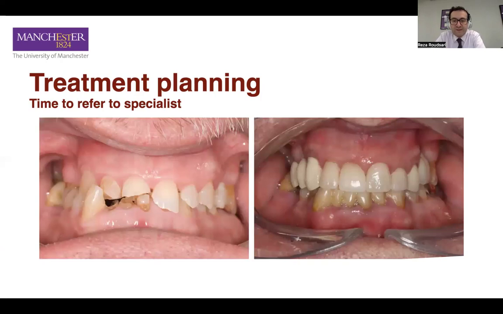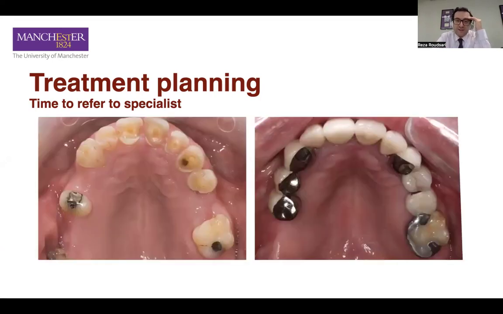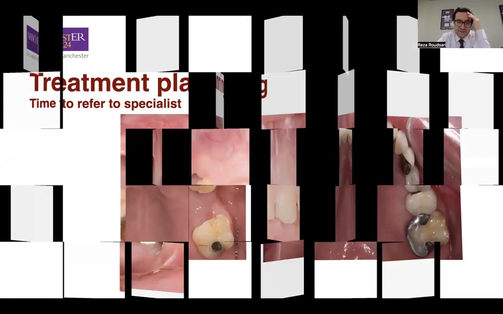And this is about a year later after I finished with all the fixed work on the right-hand side. And this is how it looks on the maxilla, how we start on the left, and then a combination of bridge work and crown work in place.